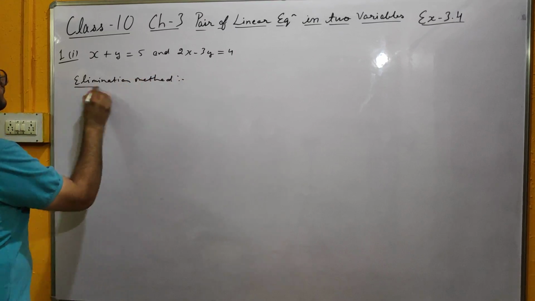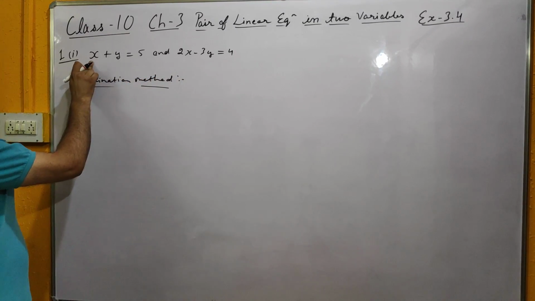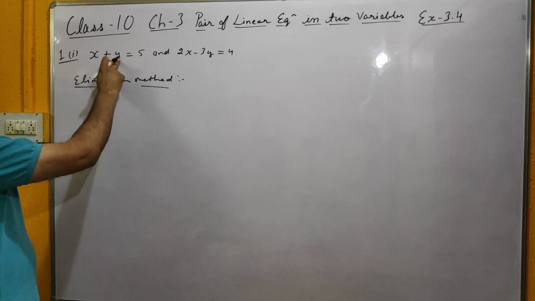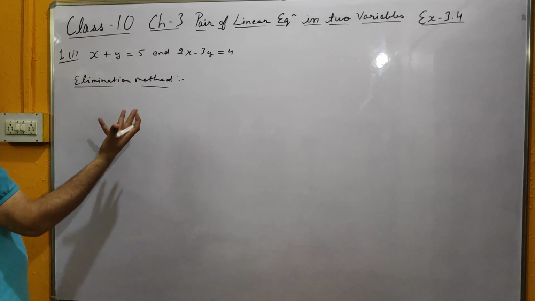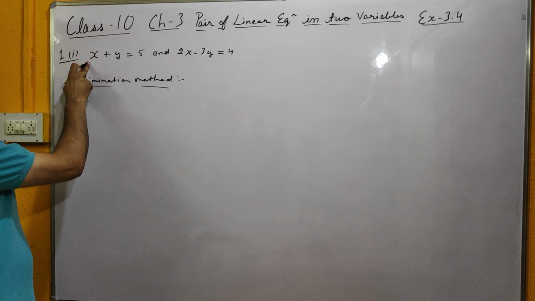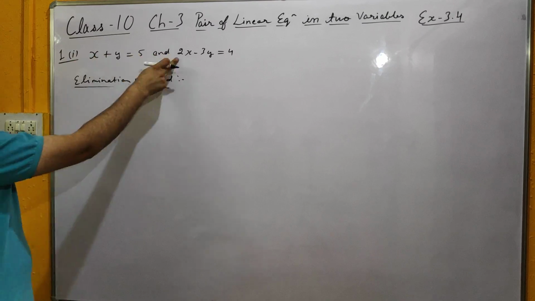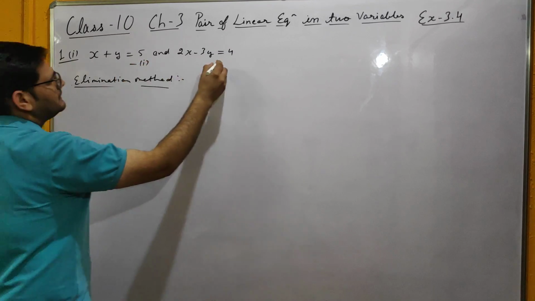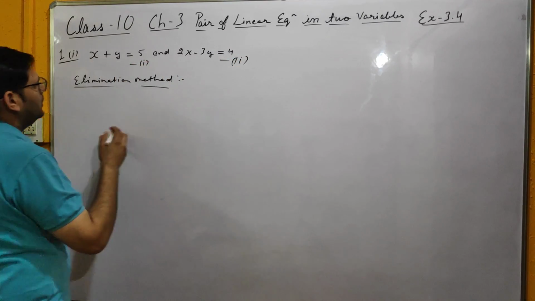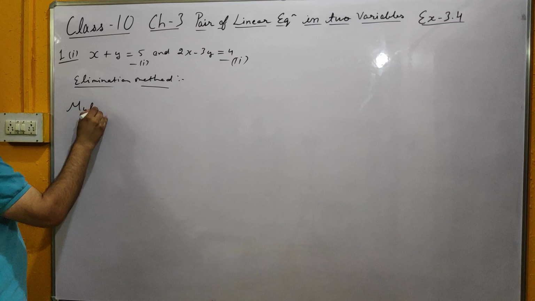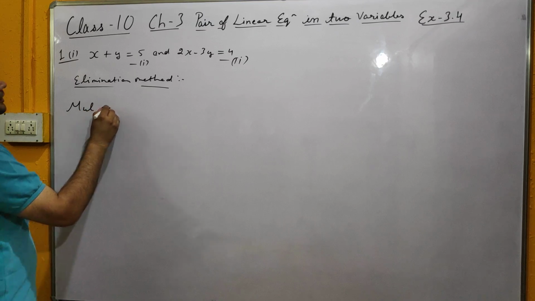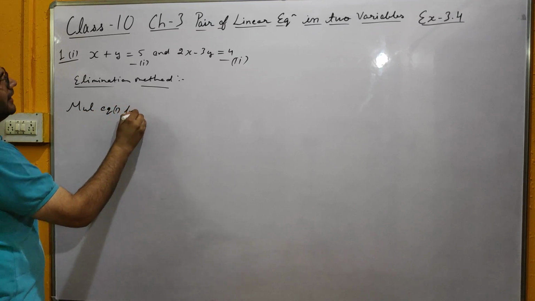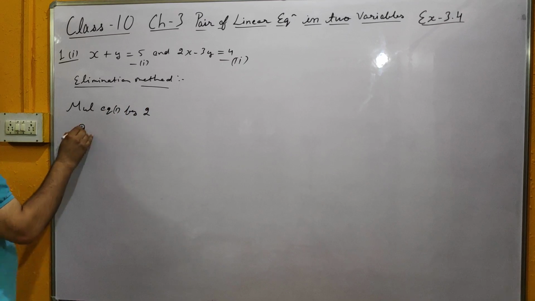Elimination method. Here it is x, here it is 2x, here it is y, here it is minus 3y. So what can we do? We'll multiply this equation by 2 so that the values become equal, 2 and 2. This is our equation number 1, this is our equation number 2. Now we'll multiply equation 1 by 2.